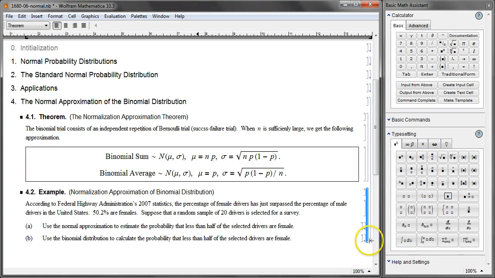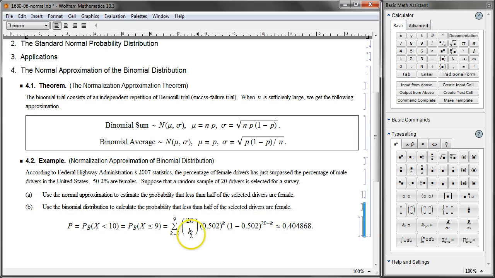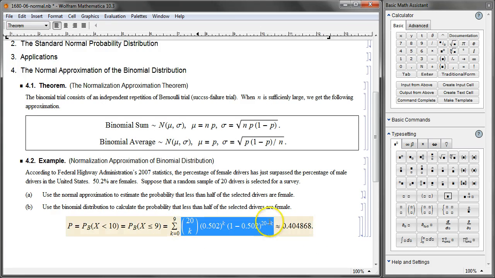Let's do B first. This is something we did in Chapter 5. And here we go. This is the probability that exactly k drivers are female. K successes, 20 minus k failures. And that k goes for 0, 1, 2, all the way up to 9. The problem said less than half of the drivers are female, right? Out of 20, exactly half will be 10. Less than that, so we have to add up from 0 to 9. And calculated, we get 0.404 something.